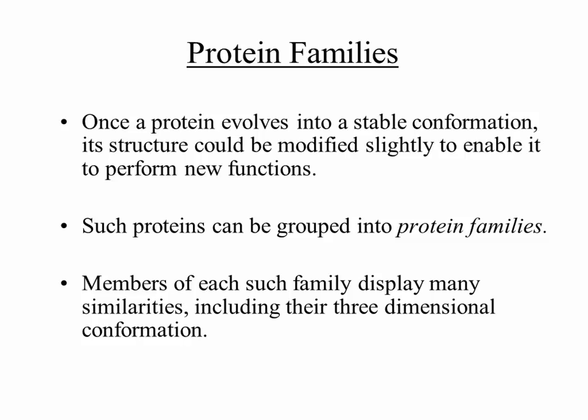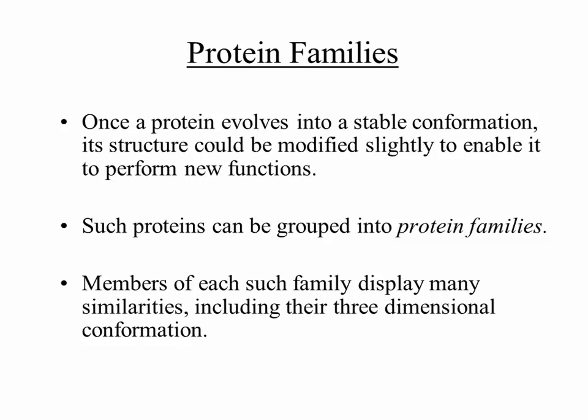Next, let's talk about protein families. Once a protein evolves into a stable conformation, its structure could be modified slightly to enable it to perform new functions, right? Like we have different copies of hemoglobin in us, copies that are used at the adult stage, at the infant stage and so on. In fact, there are 5 different copies of hemoglobin. They are related, in the same family, but altered a little bit, so that they are especially well suited for the function at the particular stage of life they are meant for.